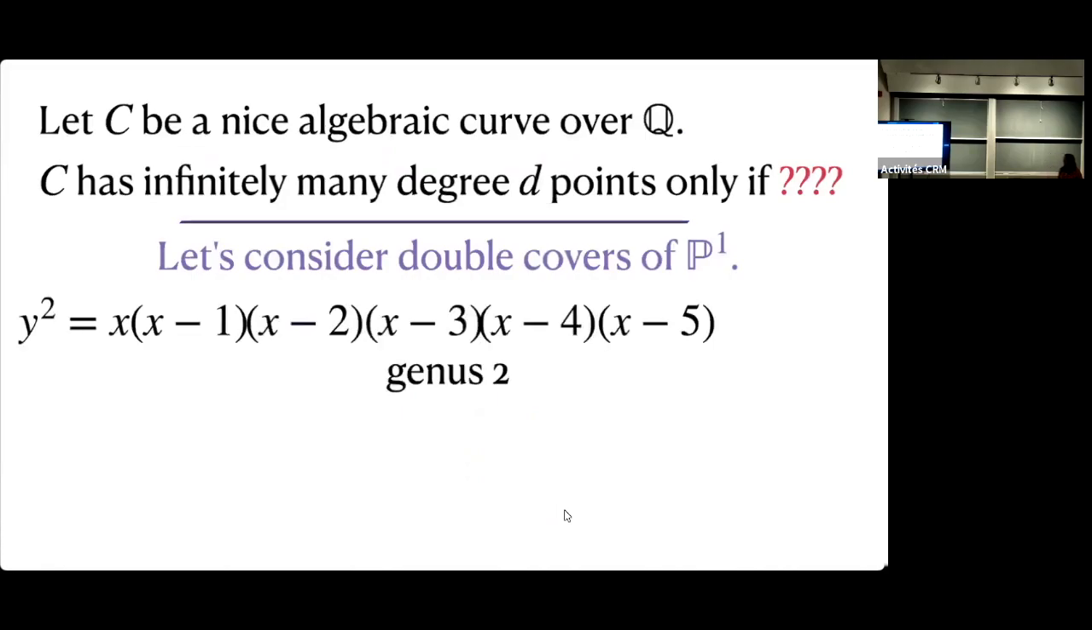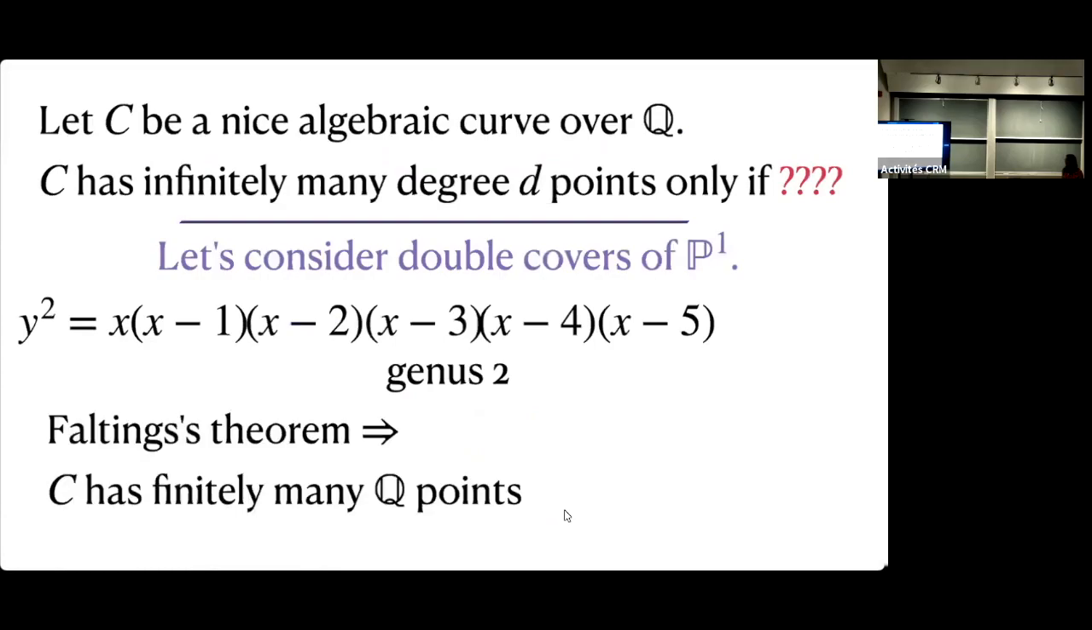So I'm going to take this algebraic equation, which you can also think of as the double cover of the Riemann sphere branched over these 6 points, 0, 1, 2, 3, 4, and 5. So this is a genus 2 curve. If you were to graph it, you would get a donut with 2 holes. And so Faltings' theorem tells us that we can only have finitely many rational points, and also only finitely many points over any finite extension.